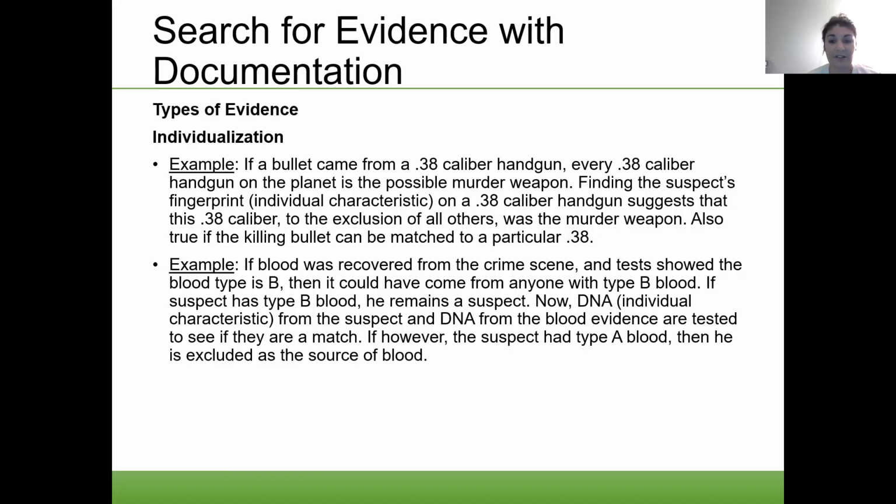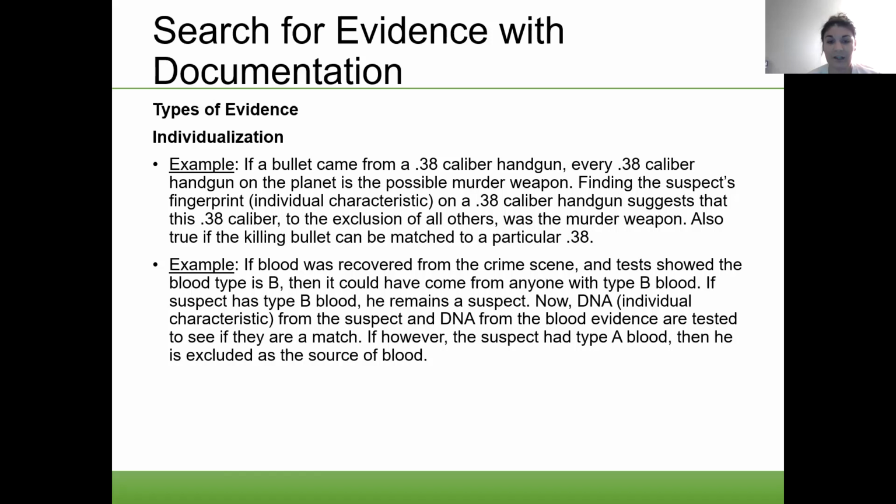If the suspect you have in custody has type B blood, then he remains a suspect. The next step is to get his DNA, which is his individual characteristic, from the suspect, so a cheek swab, and then the DNA sample from the suspect and the DNA sample that they took from the crime scene are tested to see if they are a match.